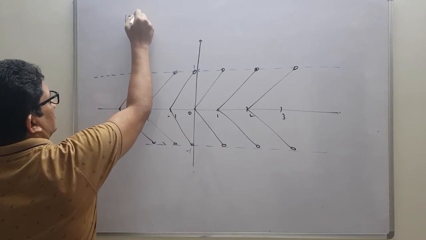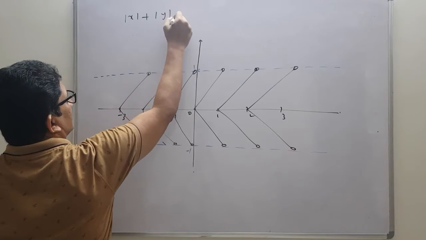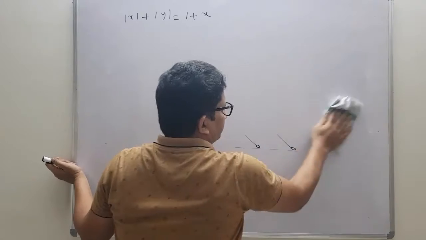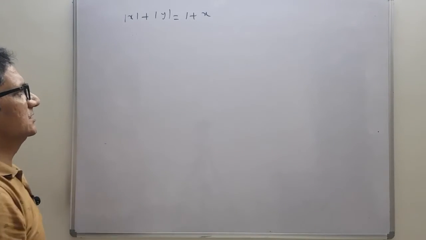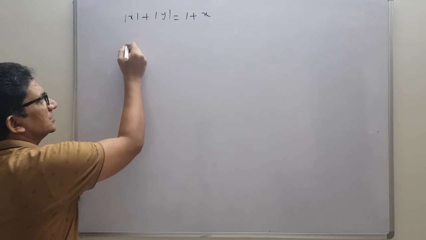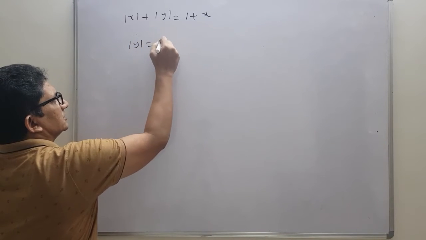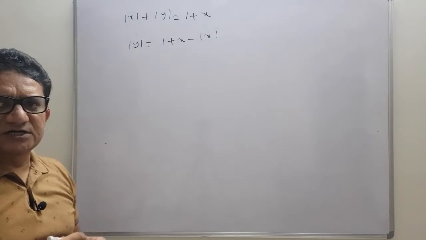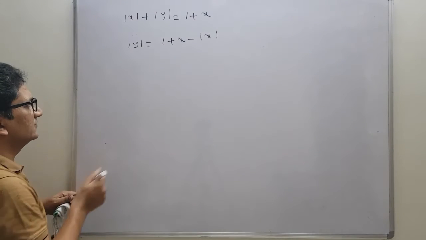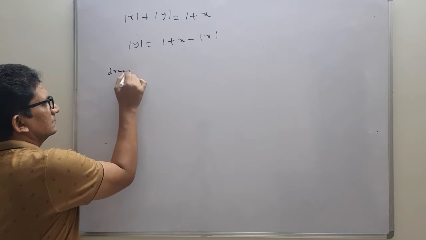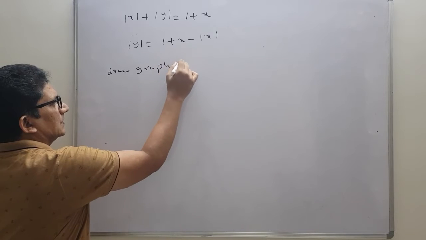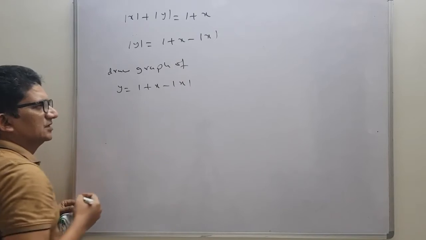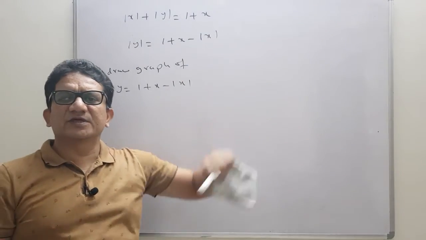Next question, mod x plus mod y equals to 1 plus x. So how to start here? See, we want mod y on the left hand side. We will keep mod y equals to 1 plus x minus mod x. So first we will try to draw the graph of y equals to 1 plus x minus modulus of x. So after drawing this one, then we will flip, then it will be easy.